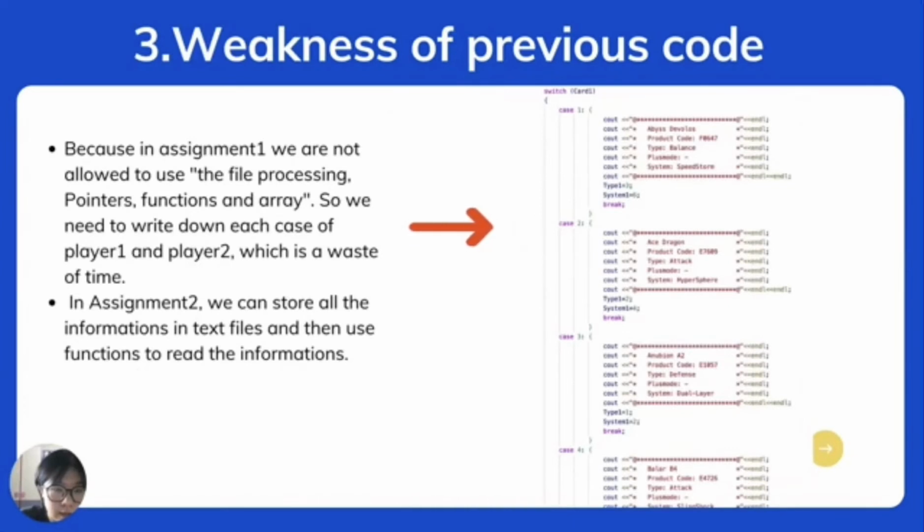So, the weakness of the previous code. For the weakness of the previous code, because in assignment 1 we were not allowed to use file processing, pointer functions, and arrays, we needed to write down each case of player 1 and player 2, just like the picture on the right, which is a waste of time. In assignment 2, we can store all the information in text files and then use functions to read the information.